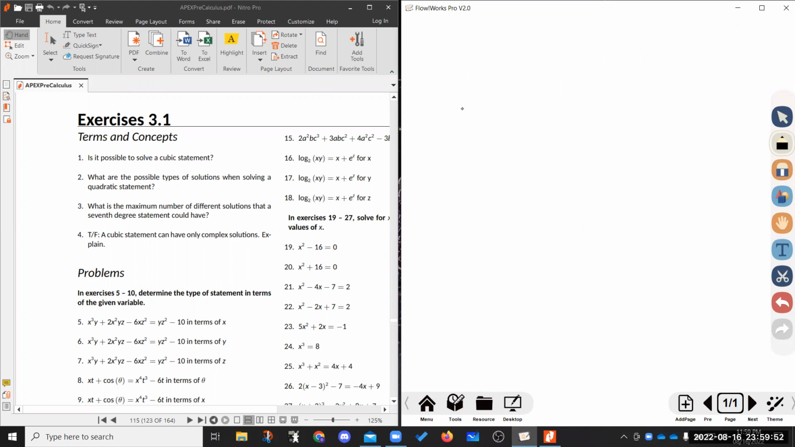Okay, we've got 4 cases that could come. Case 1 is when the discriminant, I'm just going to use capital D for the discriminant, is equal to 0. Case 1 is going to give us 1 repeated root, and that means that the graph is going to touch the x-axis there.